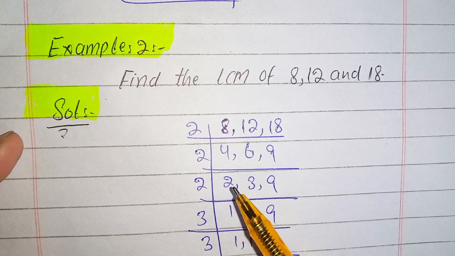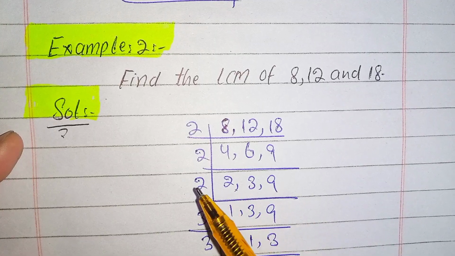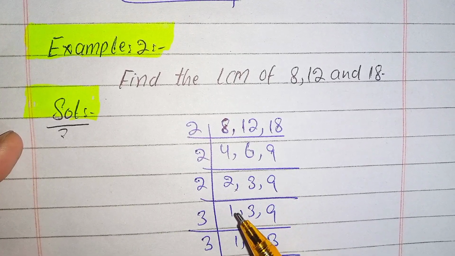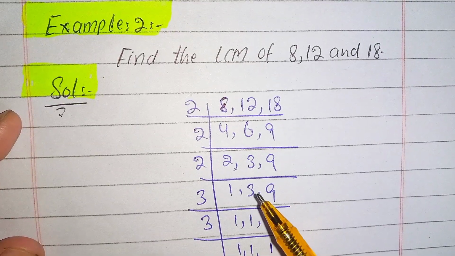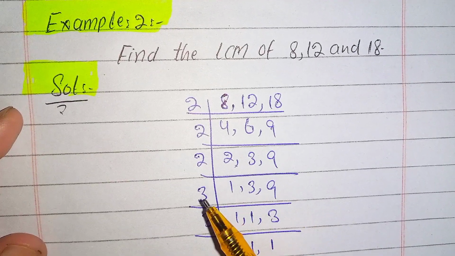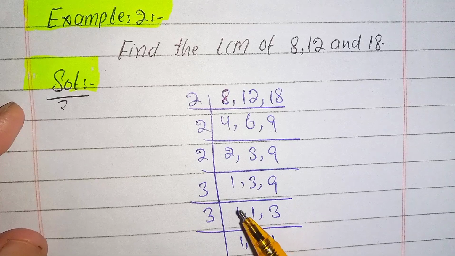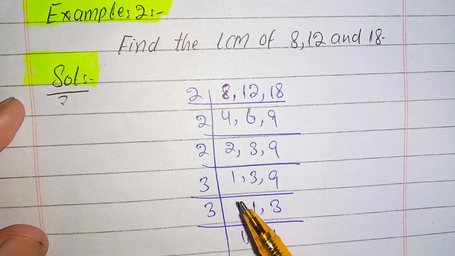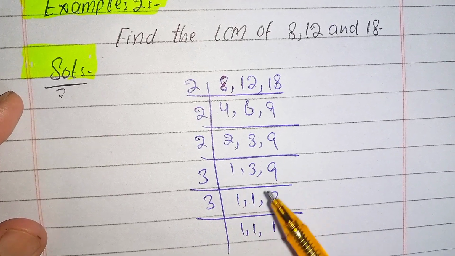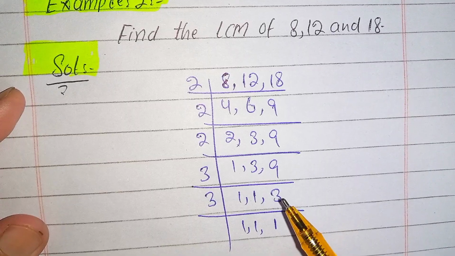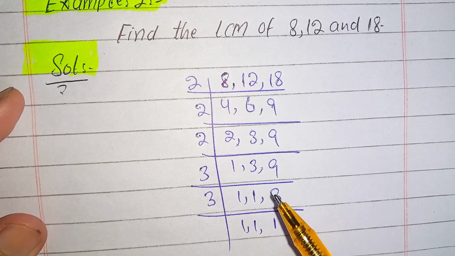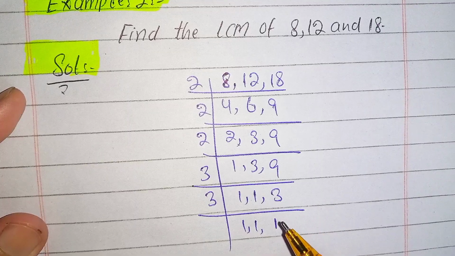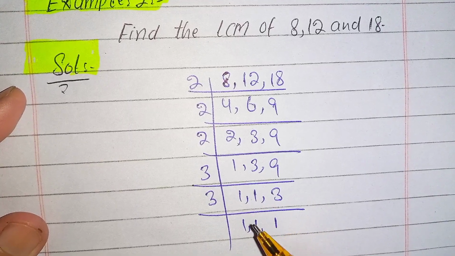Now out of 2, 3 and 9, 2 is divisible by 2, so we divide 2 by 2, which is equal to 1, and bring down 3 and 9 as they are. Now out of 1, 3 and 9, 3 and 9 are divisible by 3, so we bring down 1 as it is and divide 3 and 9 by 3. So 3 divided by 3 is 1 and 9 divided by 3 is 3. Now out of 1, 1 and 3, 3 is divisible by 3, so we divide 3 by 3, which is equal to 1, and bring down 1 and 1 as they are.